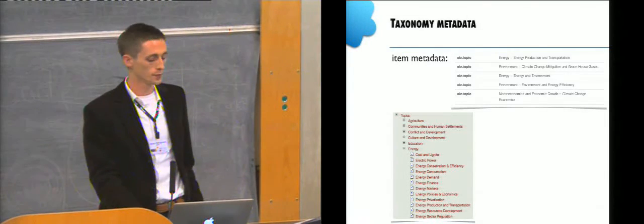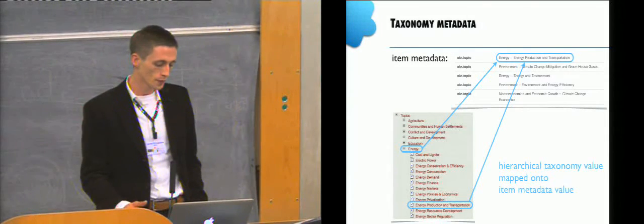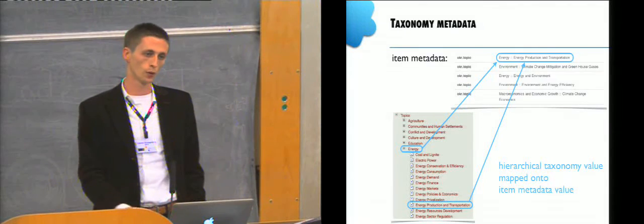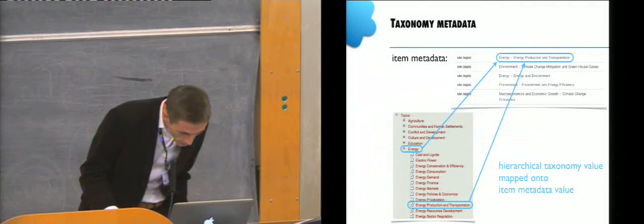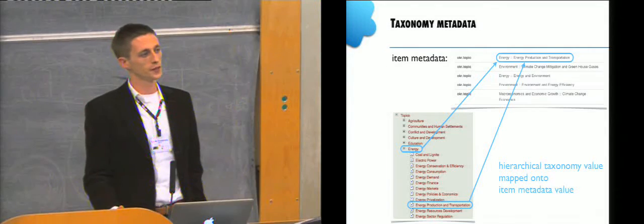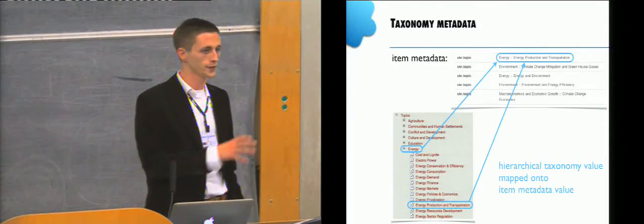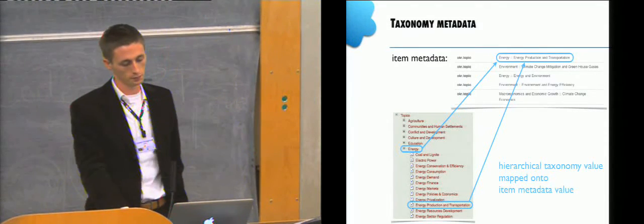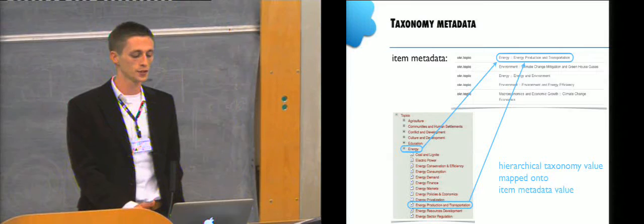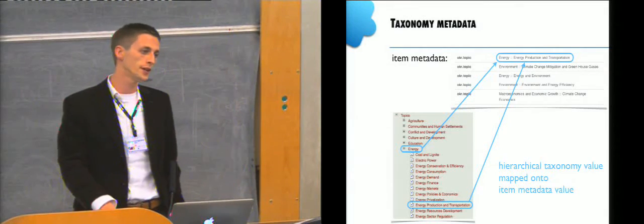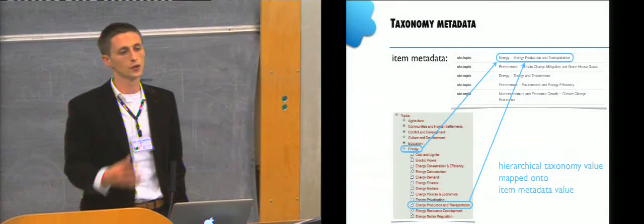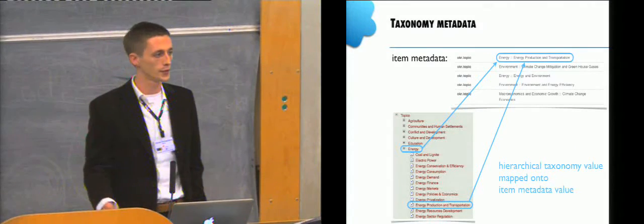So to handle that in the metadata, in DSpace, you store the whole hierarchy. In this case, we're talking about energy production, transportation, and energy as a super topic, and energy is also stored in the metadata. So the hierarchical taxonomy value is mapped completely onto the item metadata, which also allows you, if the taxonomy changes, to go back to your metadata and update all the hierarchy.